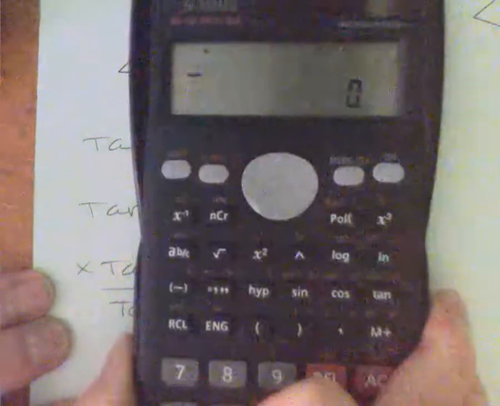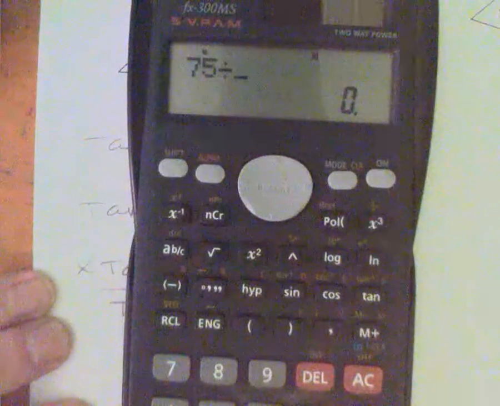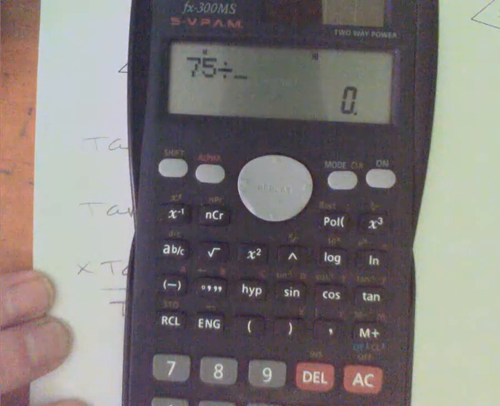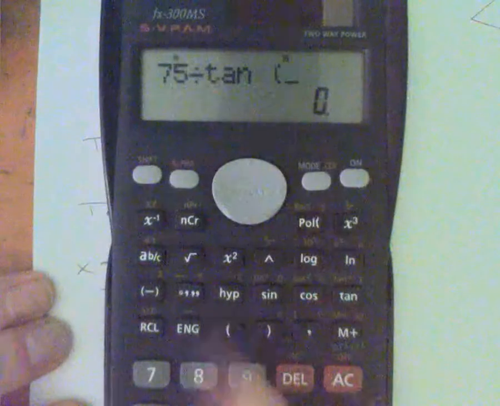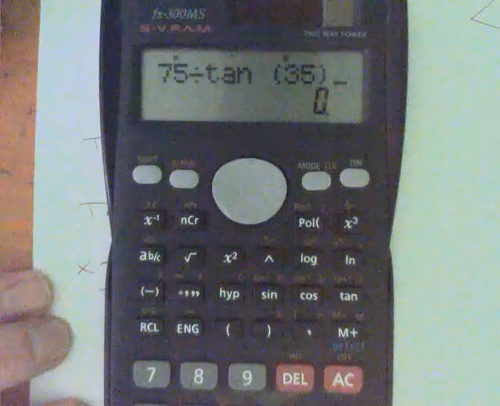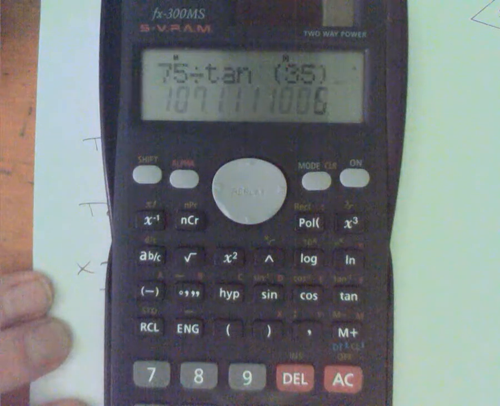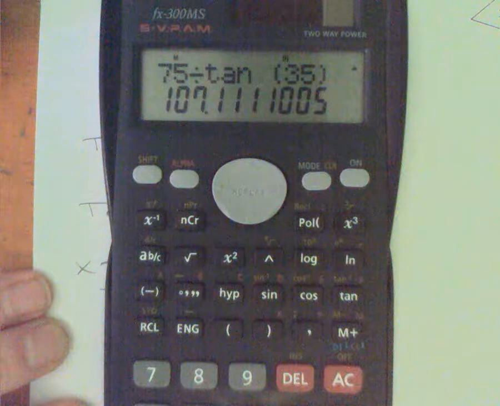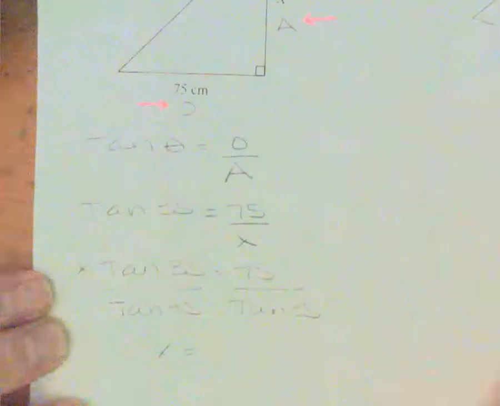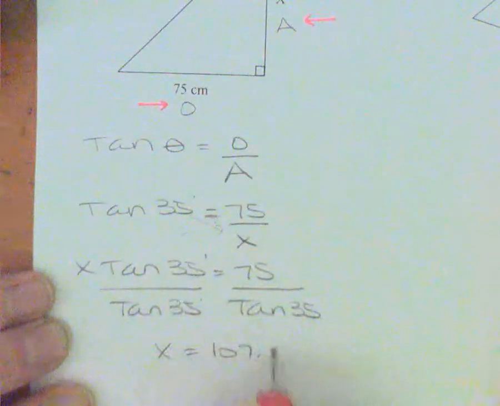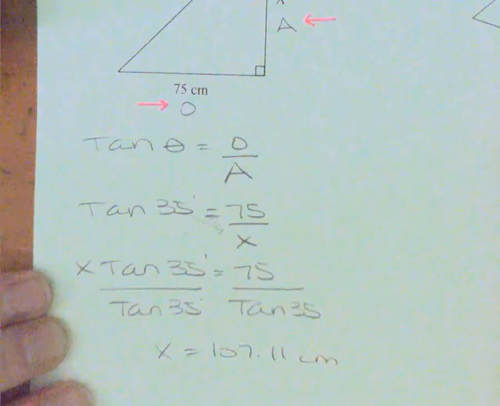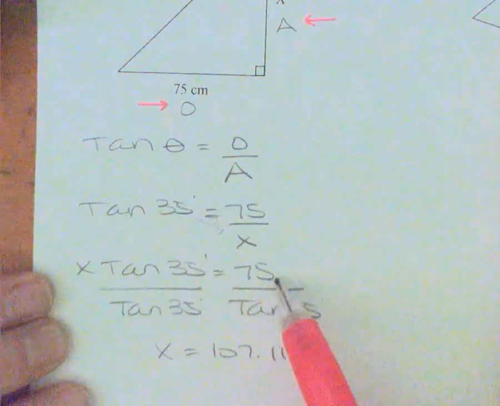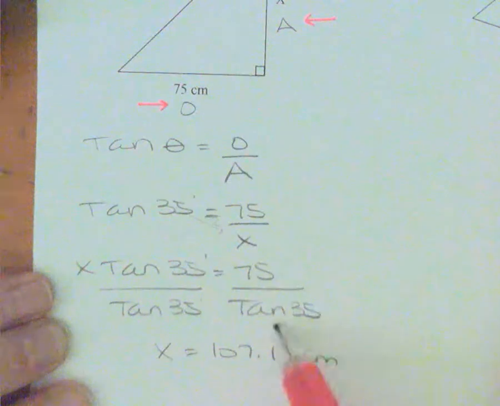I'm going to do 75 divided by, and then I have tan bracket 35 close bracket. And I'm going to hit equals. And I get 107.11 centimeters. If you have a different calculator, it's likely that you're going to have to do 75 divided by 35 tan.